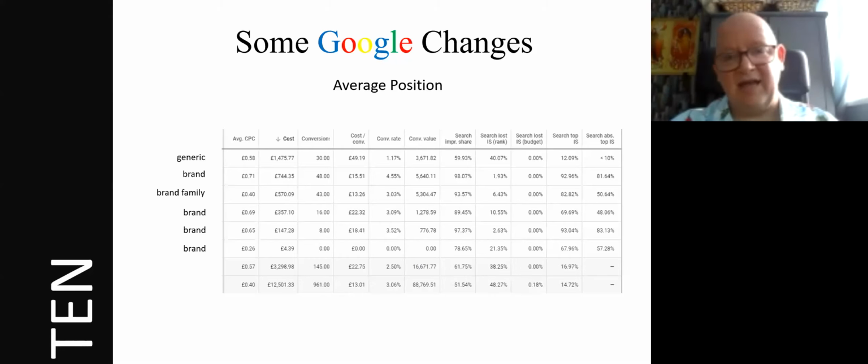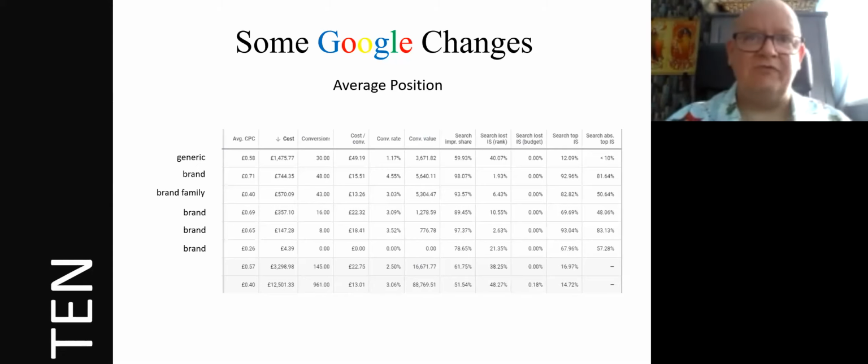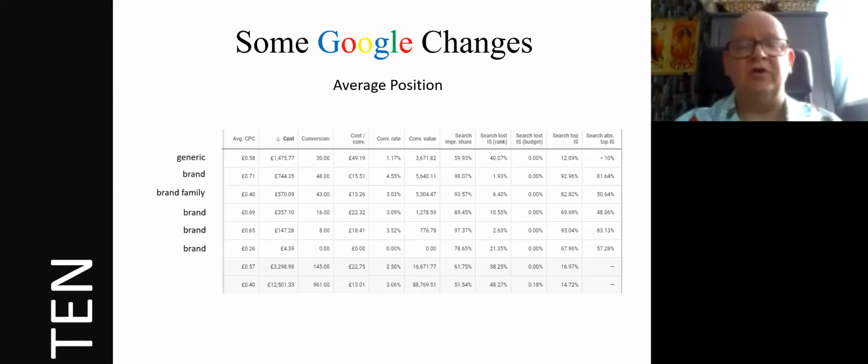So that's how really sort of the average position and impression share works. It can get a little complicated, but it is there. It's still useful to know whether you should be increasing your bids or giving it more budget.